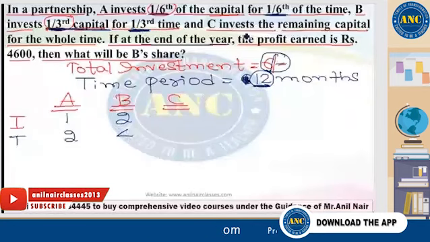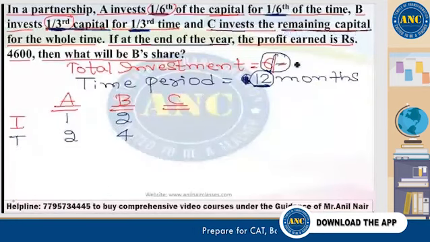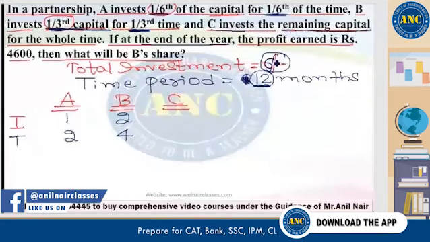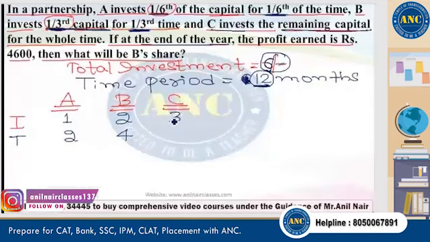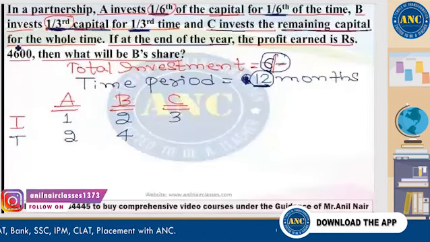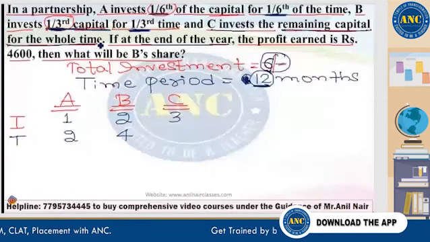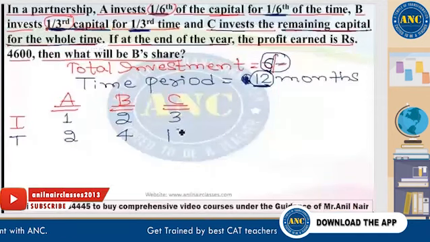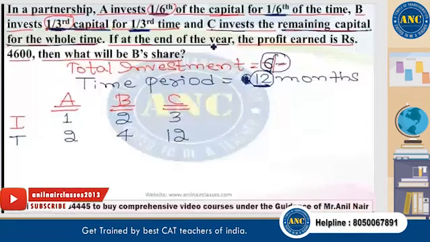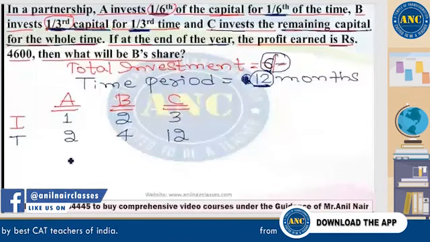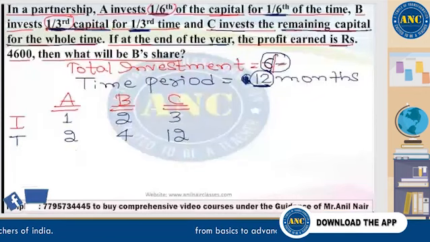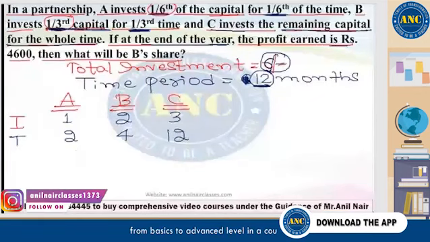It is 4 months. C invests the remaining capital. Out of the total 6 rupees, 1 plus 2, 3 rupees is over. Remaining is 3 rupees, which C invests for the whole time, that is, 12 months. Now, if at the end of the year the total profit earned is 4,600, what will be B's share is the question.